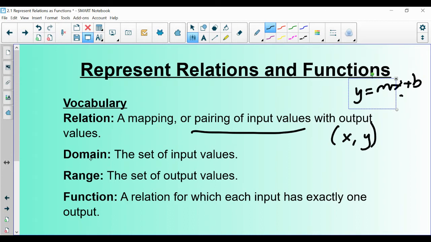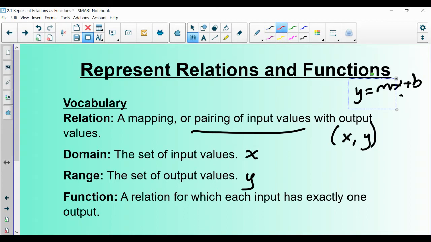All of the possible input values of that specific relation would be the domain, and all of the possible output values would make up the range. So domain is associated with input, which is associated with x, or you might refer to it as the independent variable as well. Range would be all of the possible y values or output values, and that is the dependent variable.